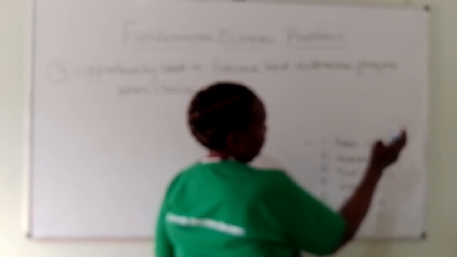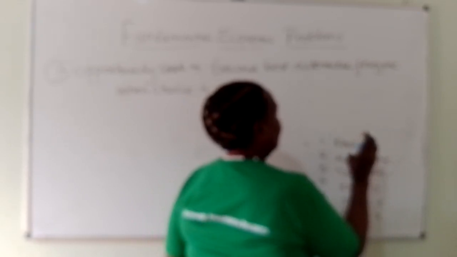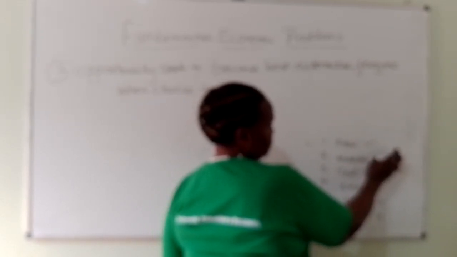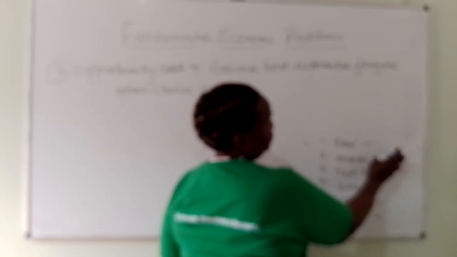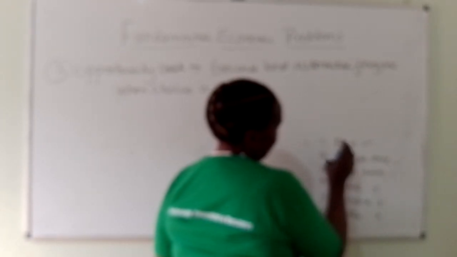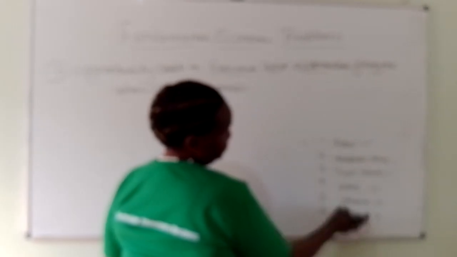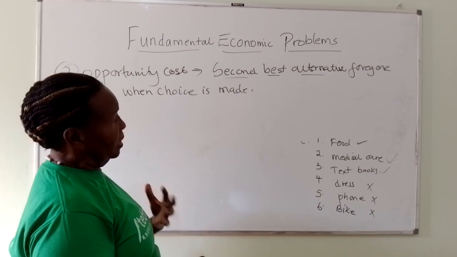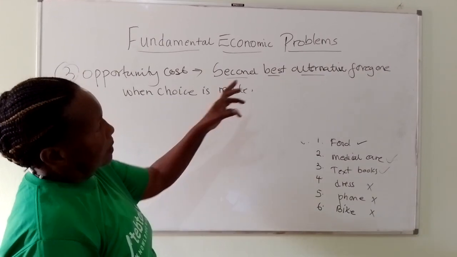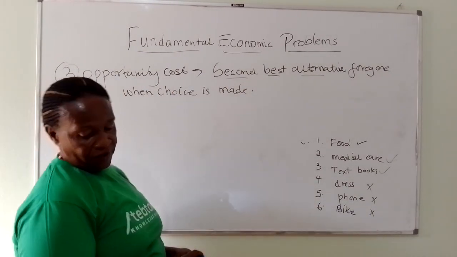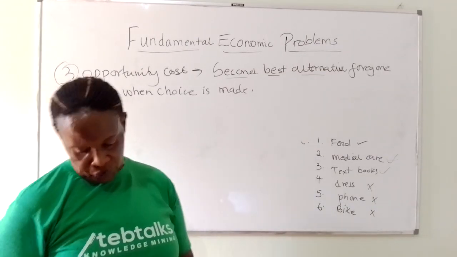So when you choose food and you don't have the medical care, food becomes your first choice, but medical care would have been a second choice, and you have left it out because of the limited resources. Whatever you leave out, but you have wanted, becomes your second best alternative. All these are options of goods that you need to buy, but the limited resources are making you choose what is priority in your life, and whatever you leave out is the best alternative foregone whenever you make that kind of choice.